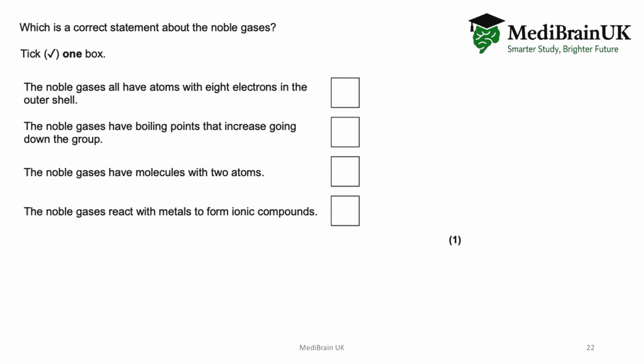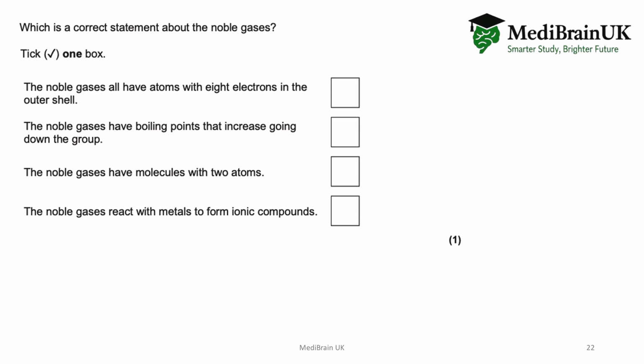Okay, moving on. This time we've got a question about the noble gases. It says, which is the correct statement about the noble gases? The noble gases all have atoms with 8 electrons in the outer shell. The noble gases have boiling points that increase going down the group. The noble gases have molecules with 2 atoms. The noble gases react with metals to form ionic compounds.